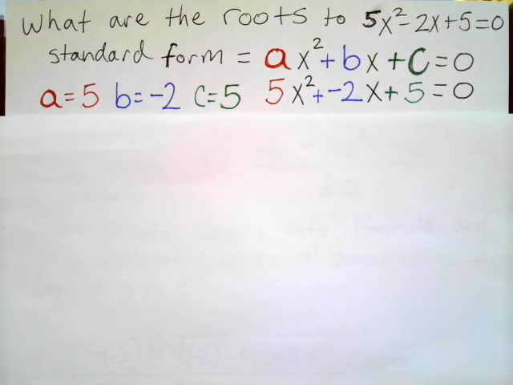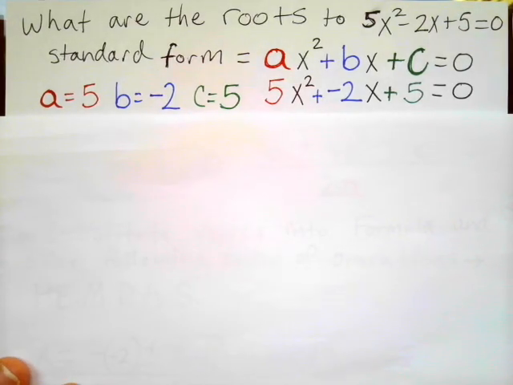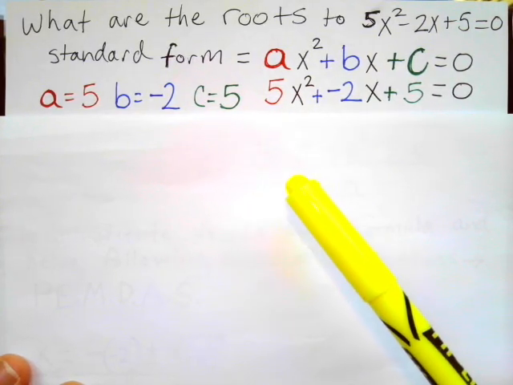Hey, welcome back to part 2 of finding the solution, or the roots, of 5x squared minus 2x plus 5 equals 0. Now I'm going to get into explaining, in parts 2, 3, maybe part 4, and possibly part 5, how to use the quadratic equation. And I want to go very, very slow.